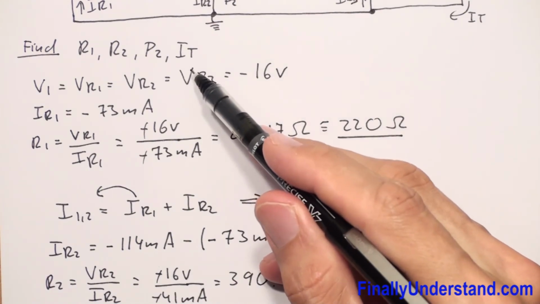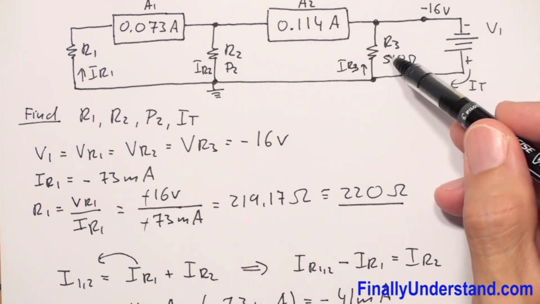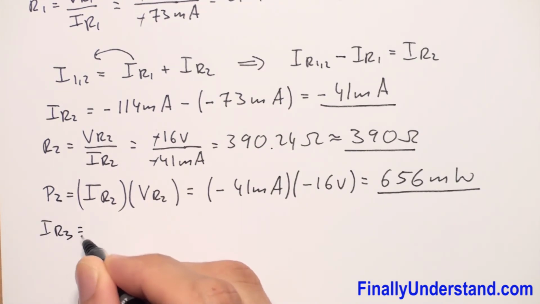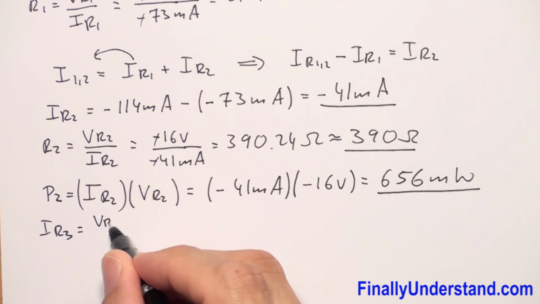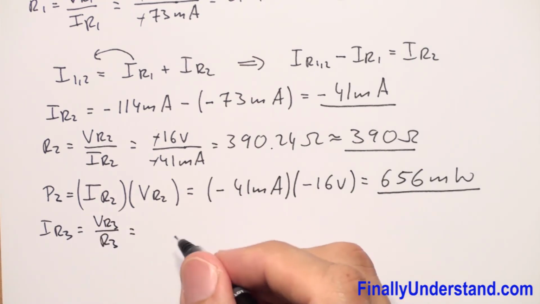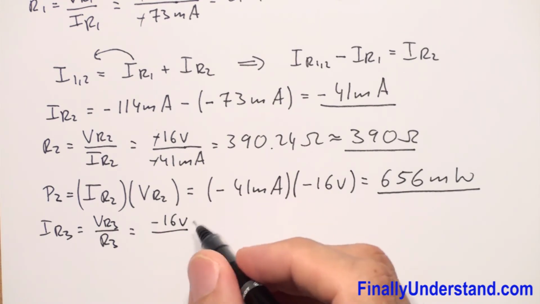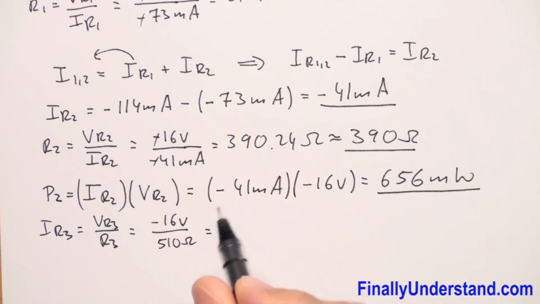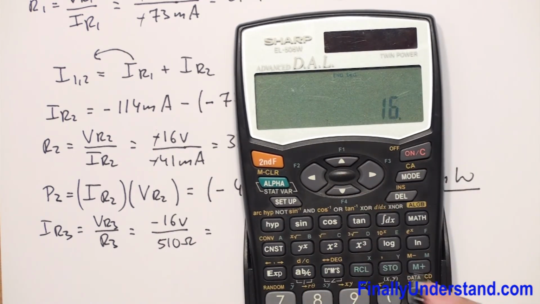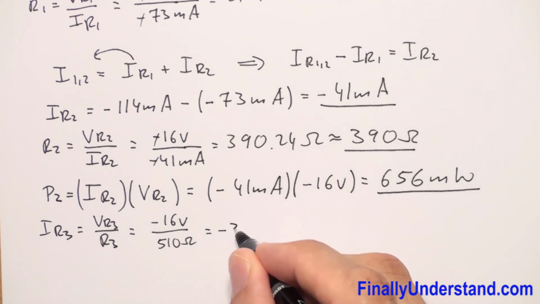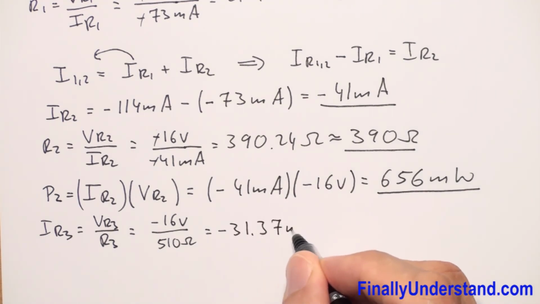In order to find the total current, we're supposed to find the current which goes through resistor R3. So we simply write that IR3 is equal to VR3 over R3. VR3 is equal to negative 16 volts over R3, which is equal to 510 ohms. So this is equal to 16 divided by negative 510, which is negative 31.37 milliamps.